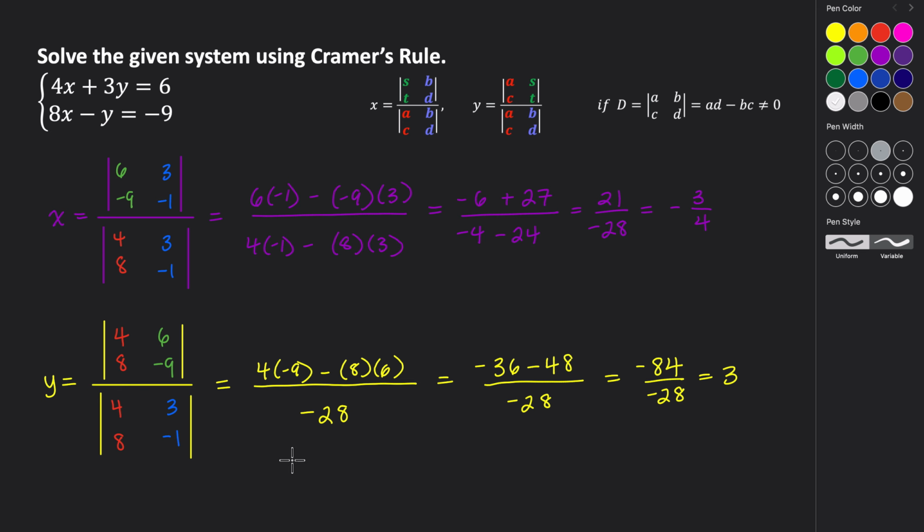So the solution to our system is going to be -3/4, 3. And we solved this using Cramer's rule. So this would be the solution to this system of equations.